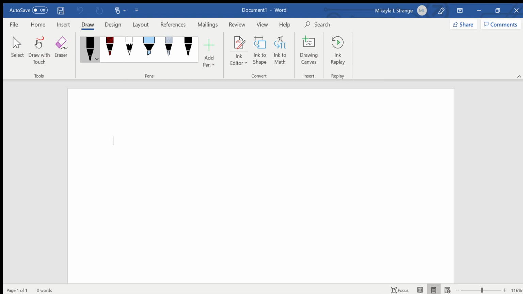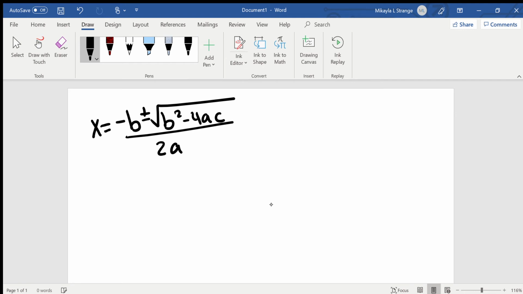Okay, so let's do a couple of extra quadratic equation practice problems. First things first, I'm just going to go ahead and rewrite the formula. So I get x is equal to negative b plus or minus the square root of b squared minus 4ac, all over 2a.